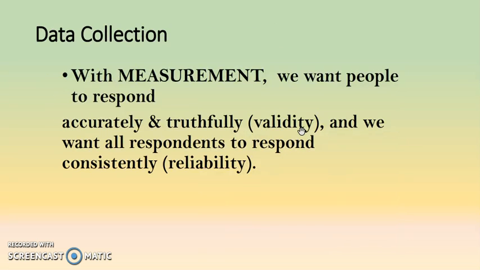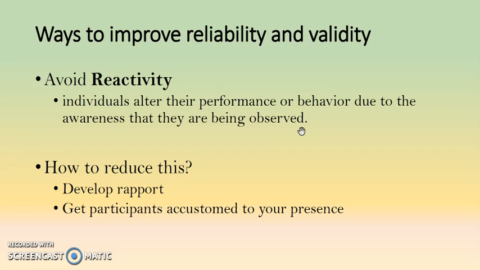So just to review, with measurement, we want people to respond accurately and truthfully, which is validity, and we want respondents to respond consistently, which is reliability. Another way to think about this, and this is more to improve validity, is to avoid reactivity. Reactivity is the idea that people will alter their performance or behavior because of an awareness that they're being observed.